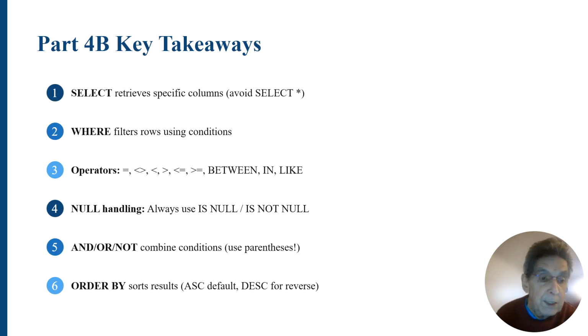All right, so let's recap the 6 points from today's lesson. 1. The select retrieves specific columns. Avoid select star in production code. Be intentional about which data you want to retrieve. 2. Where filters rows using conditions. It's processed before select, making filtering efficient. 3. You have a rich set of operators available: equal, comparison, between, in lists, and like, all for powerful matching.